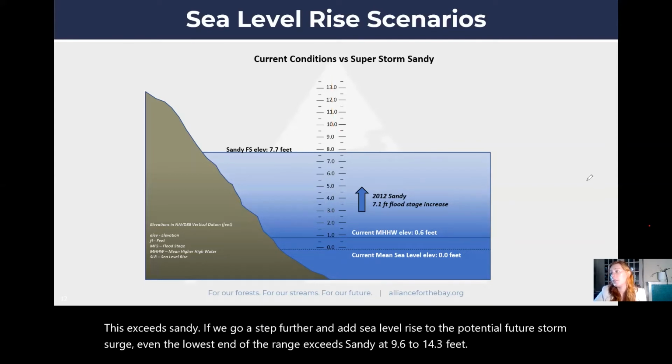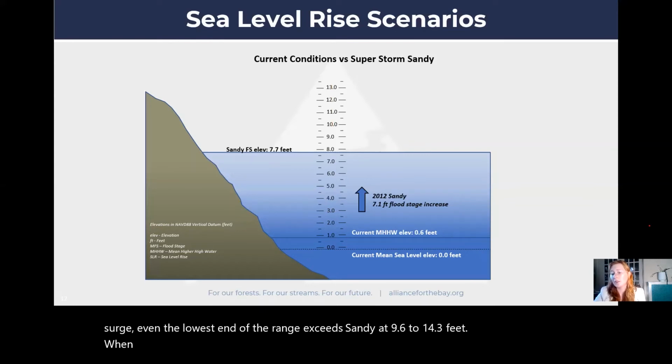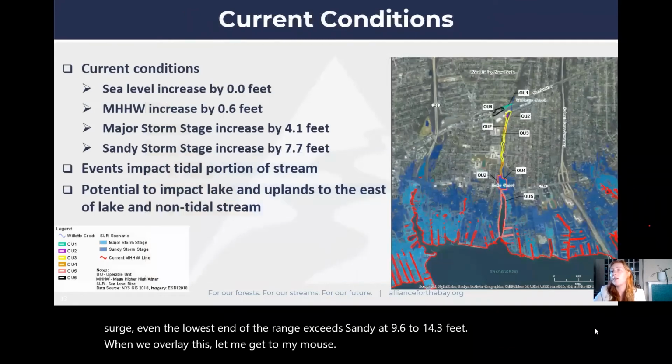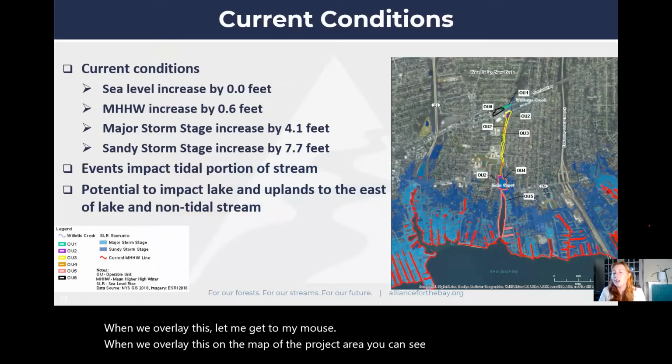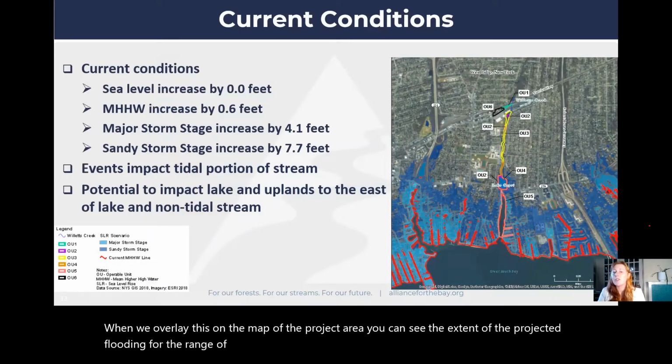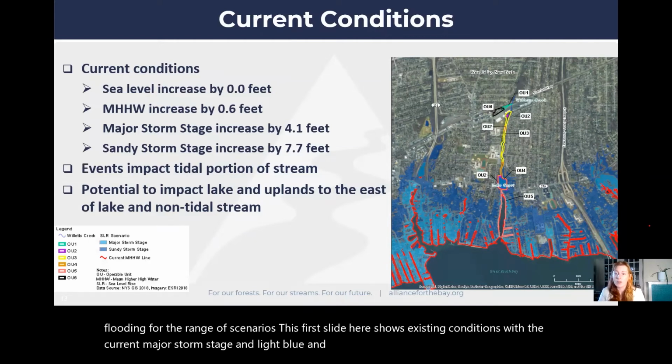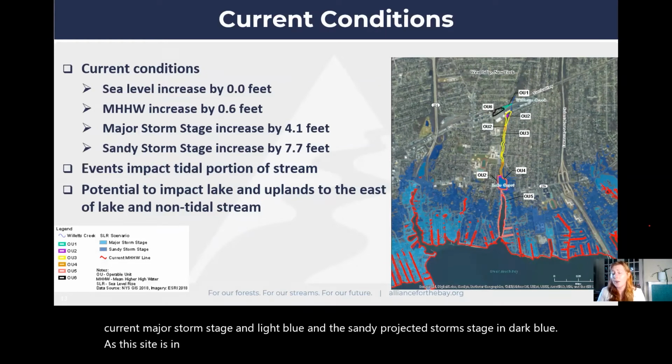When we overlay this on the map of the project area, you can see the extent of the projected flooding for the range of scenarios. This first slide here shows existing conditions with the current major storm stage in light blue and the Sandy projected storm stage in dark blue. As this site is in current conditions, flooding events impact the tidal portion of the stream with potential impact within the lake and upstream.